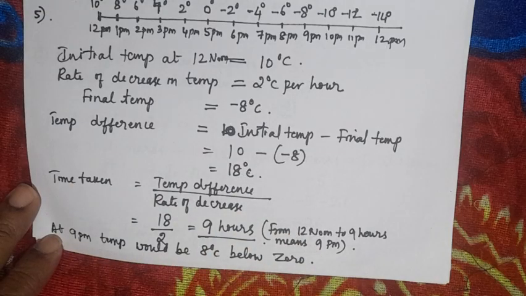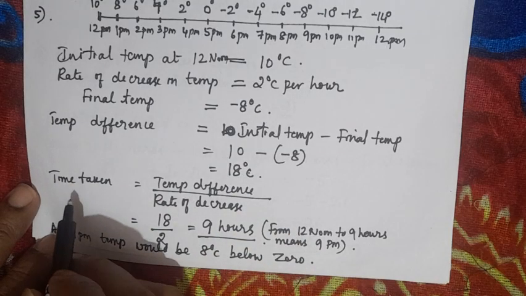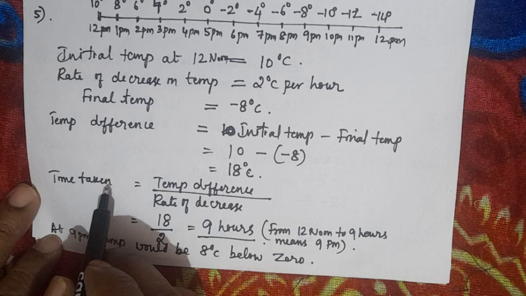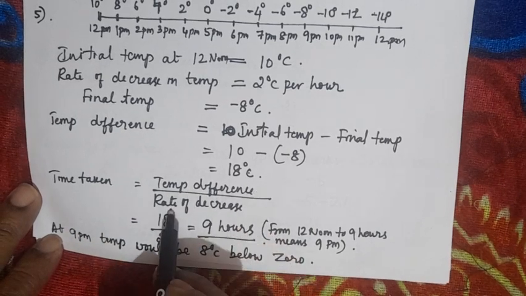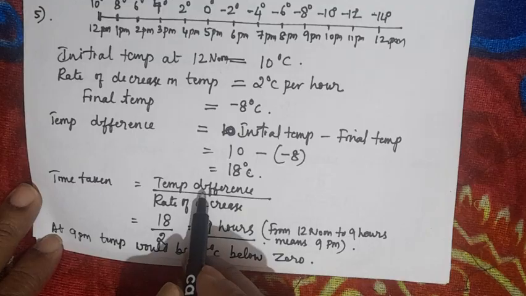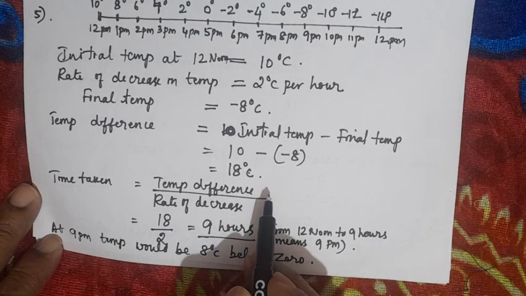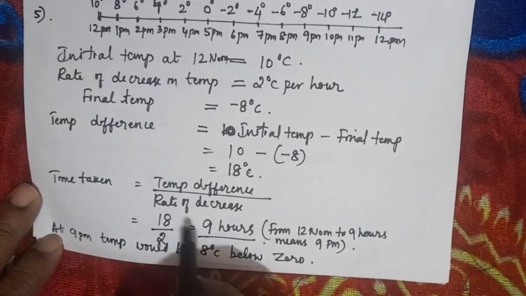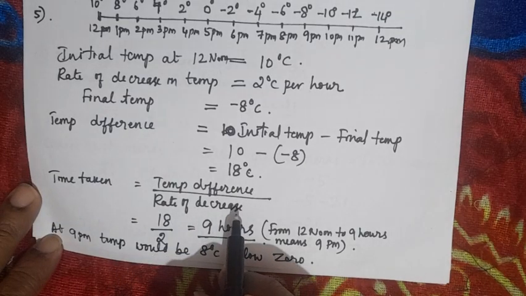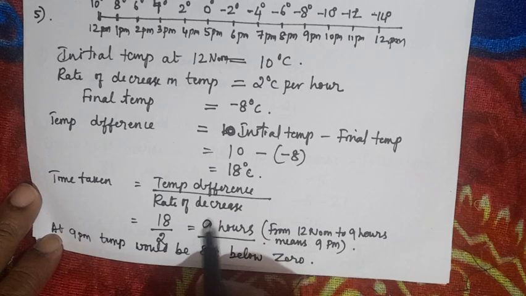So now, time taken is equal to temperature difference divided by rate of decrease. What is the temperature difference? We got it as 18 degrees. Now, the rate of decrease, at what rate does the temperature decrease? That is 2. Now 18 divided by 2, that is 9 hours.